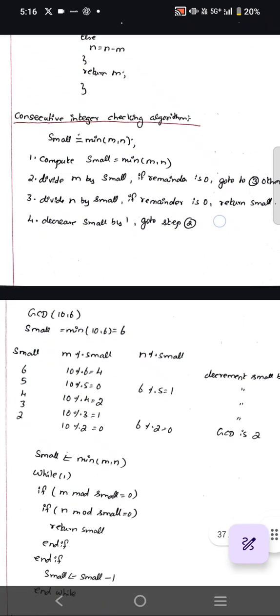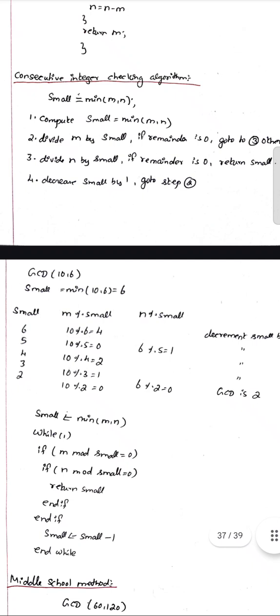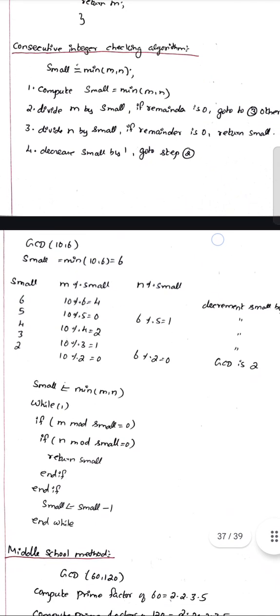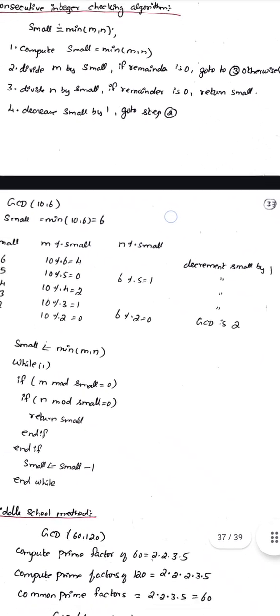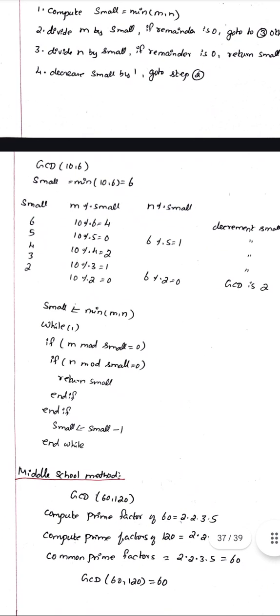Consecutive integer checking algorithm. Small equals the minimum of m and n. Divide m by small. If the remainder is 0, go to step 3, otherwise step 4. Step 3: divide n by small. If the remainder is 0, return small. Step 4: decrease small by 1, go to step 2.